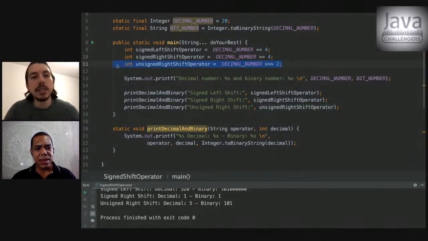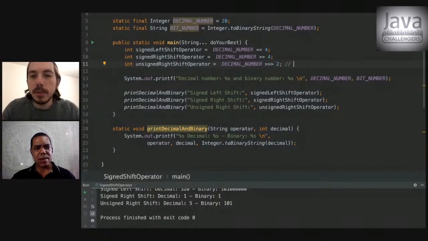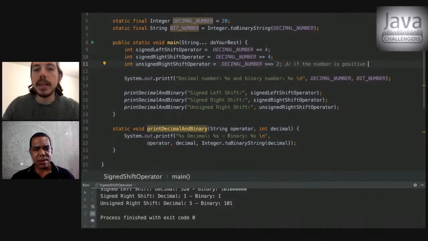The unsigned right shift operator will work the same way here, because we are using a positive number. But if we use a negative number, it's completely different. I won't go deep into this subject now, because otherwise this challenger will become very extensive, but I will explore this concept in another challenger. For now, just keep in mind that if the number is positive, it will have the same behavior as the normal right shift operator.